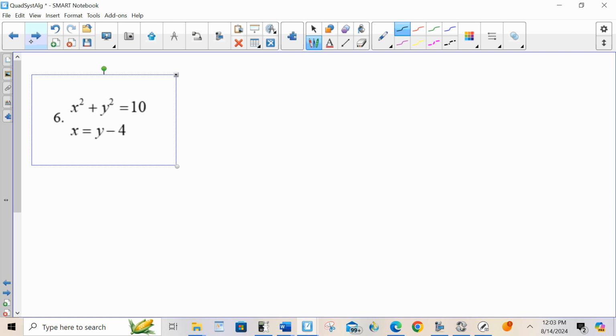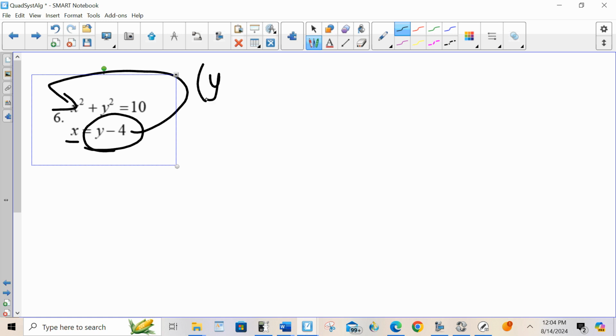Let's do number 6. I need a variable by itself in at least one equation. Yes, I have x by itself in the second equation. If I can easily get x by itself in the top equation, I would, but I can't. So I'm going to substitute one equation into the other. If x is equal to y minus 4, I'm going to replace x with y minus 4. So instead of x squared, I'm going to write y minus 4 squared plus y squared equals 10.